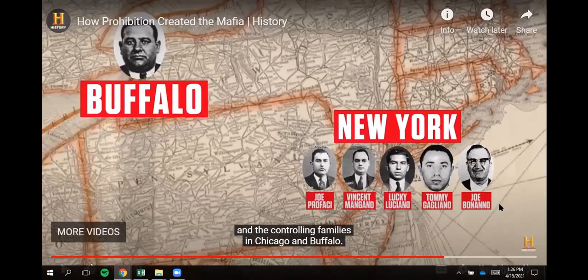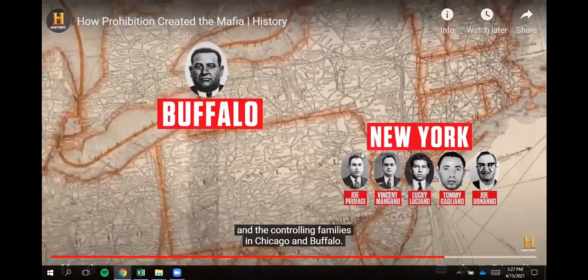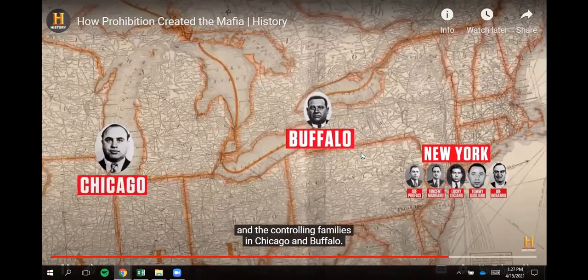So control, it's always run like a business. You can see they're very organized, like organized crime. These are the mafia. Controlling families in Chicago and Buffalo.